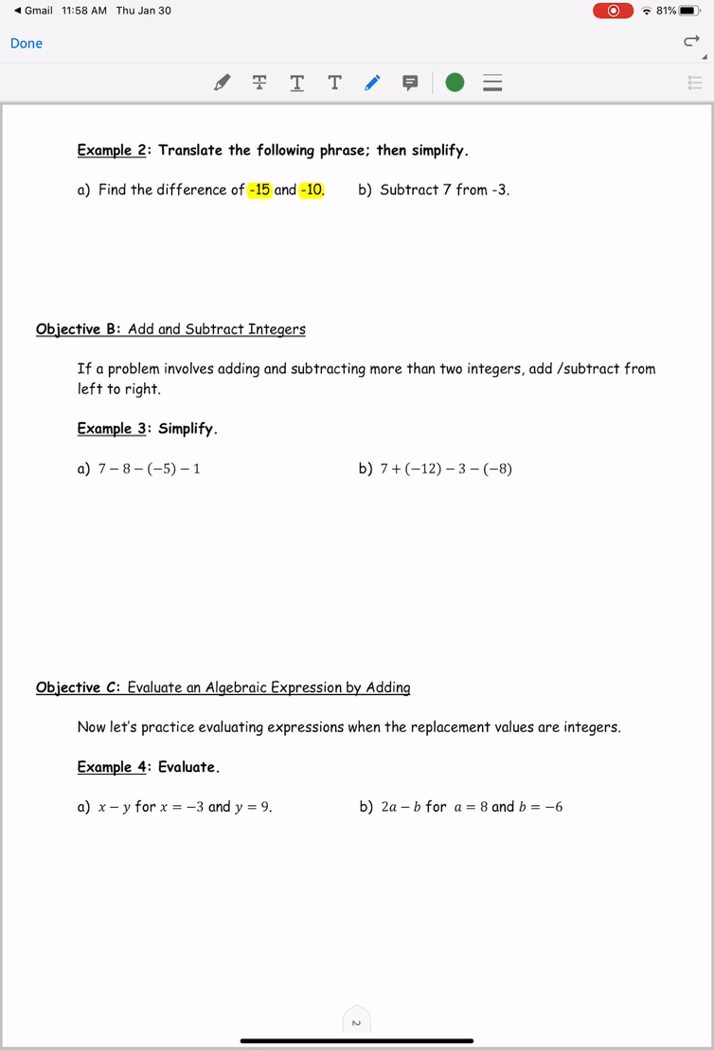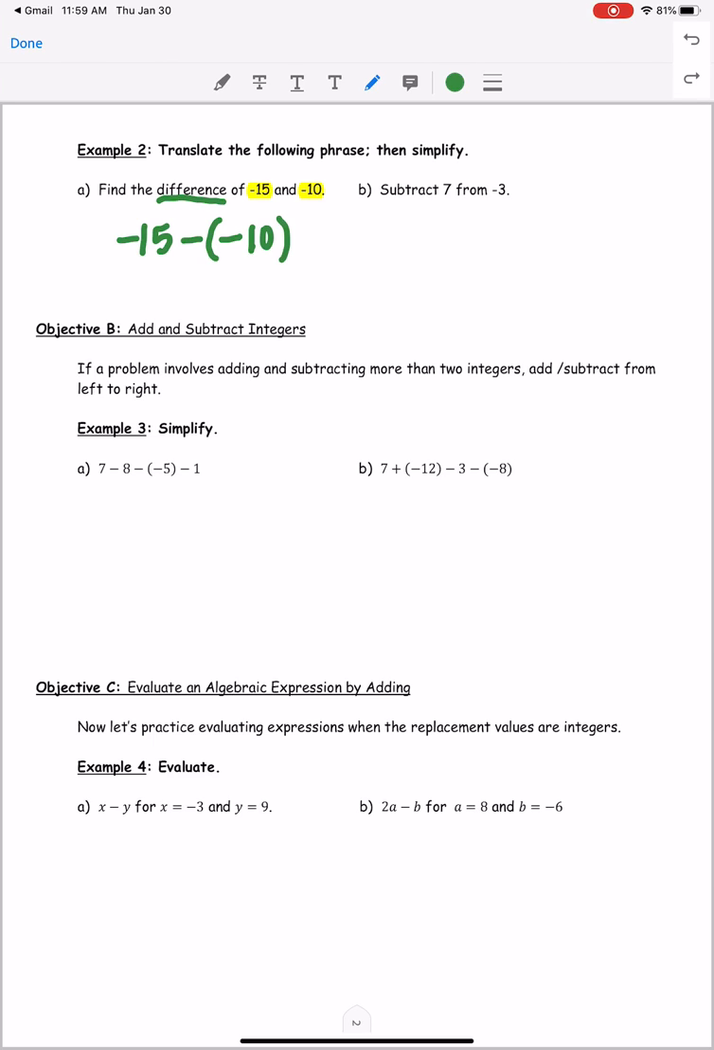I'm going to scoot this down a little bit. But we're finding the difference. What does the difference mean? The difference is subtracting. So I'm going to go ahead and put parentheses around this negative 10 to separate my two negatives. But I want you to understand why we have those two negatives, right? This first one is there because I got to find the difference. The second negative comes from my number itself.